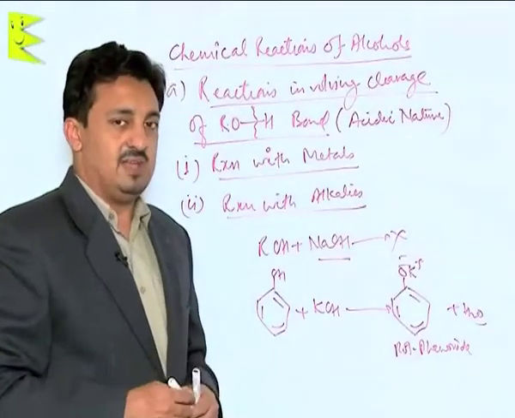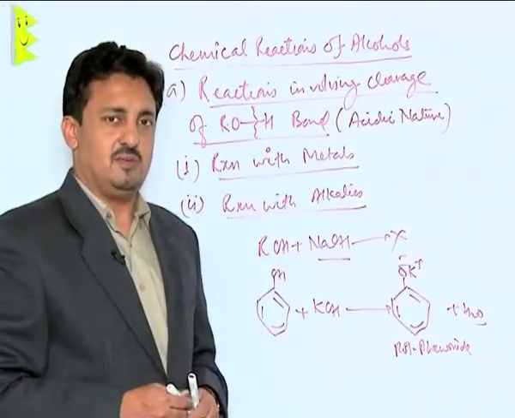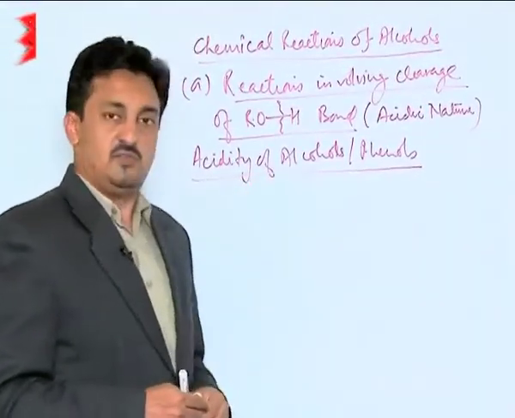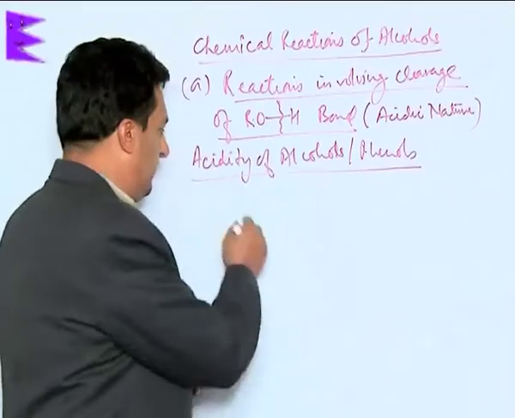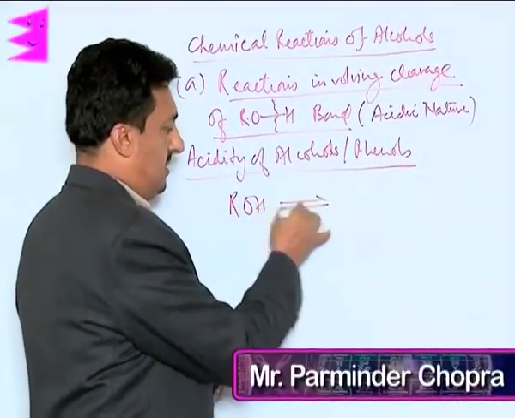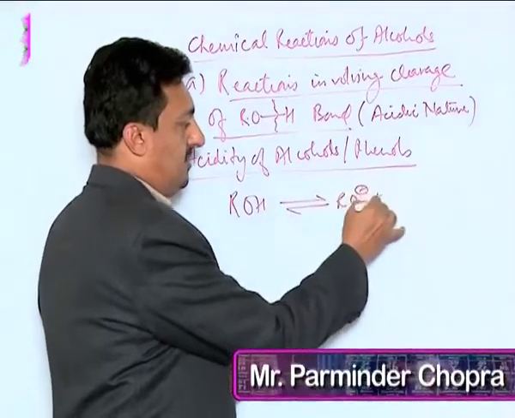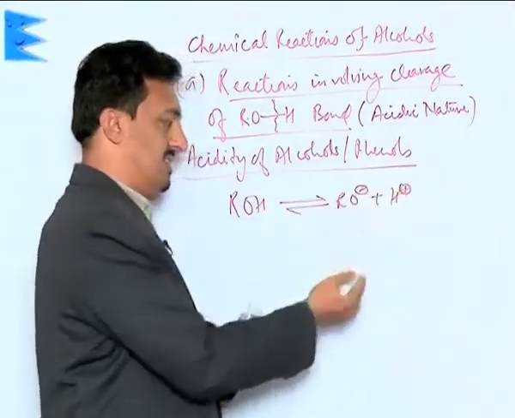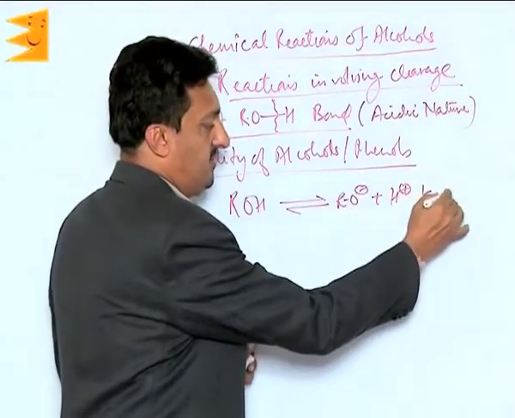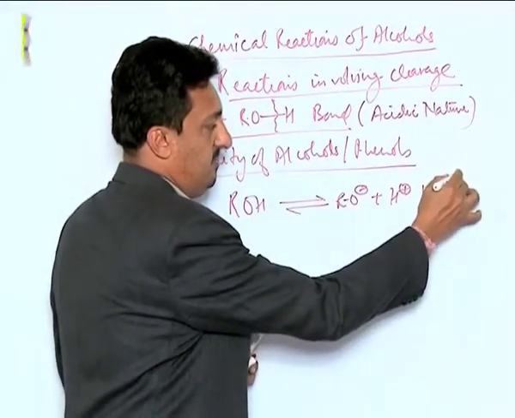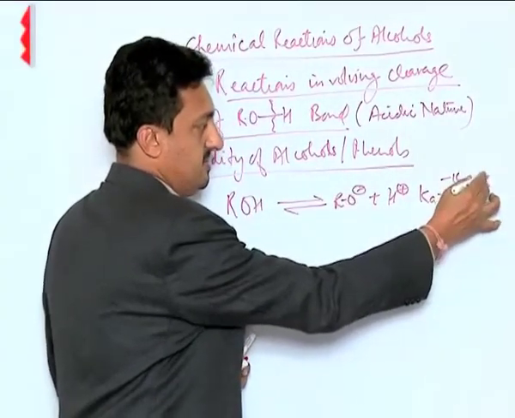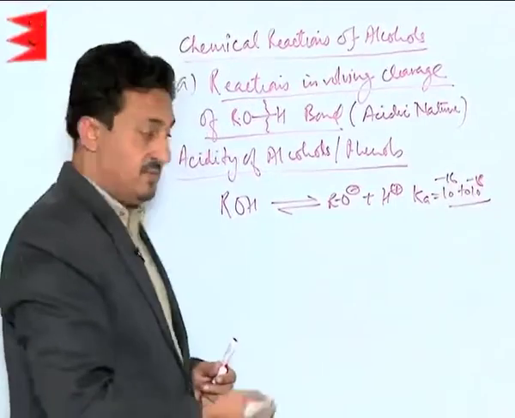Now let us compare the acidity of alcohols and phenol. What we find is, when we take any alcohol, we know that it breaks down into alkoxide and releases H plus ions if it is acting as an acid, and the dissociation constant of this acid is found to be between 10 to the power minus 16 to 10 to the power minus 18, which is a very small value.